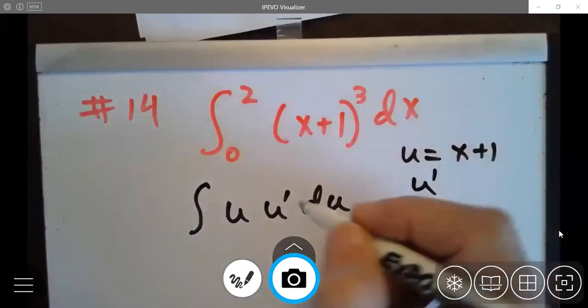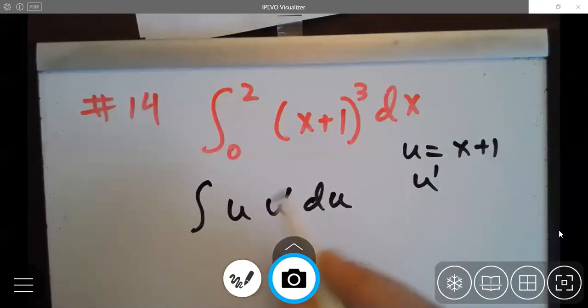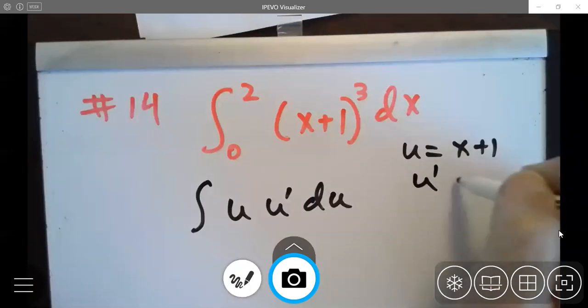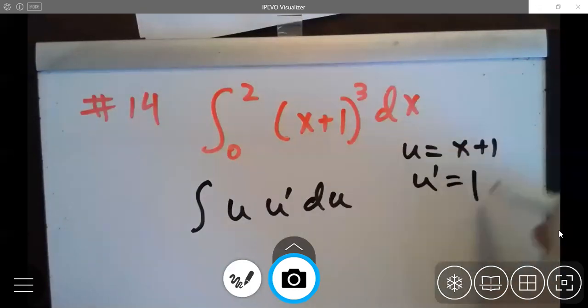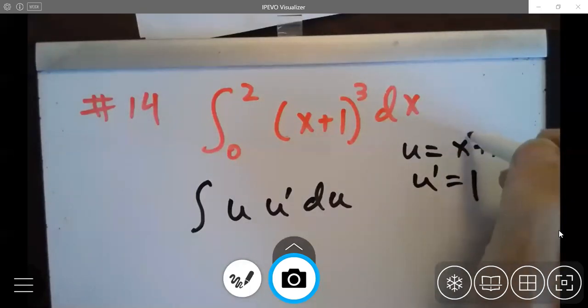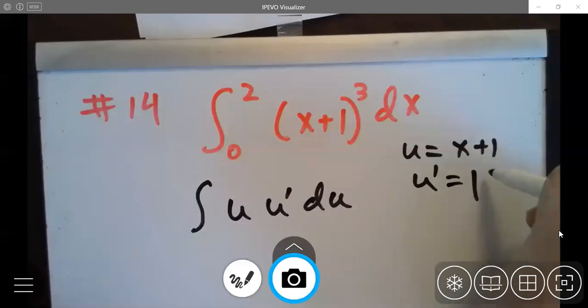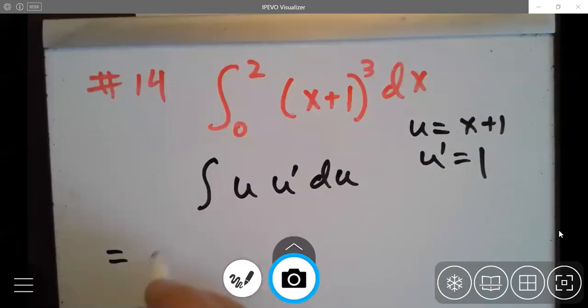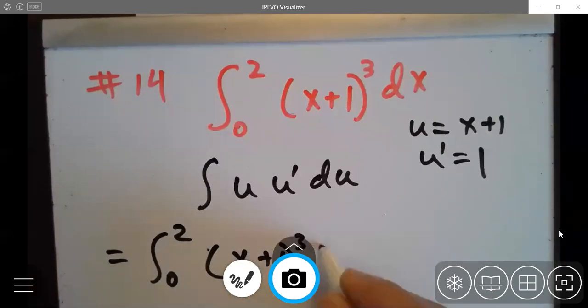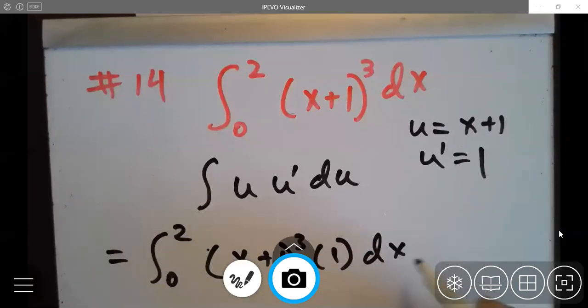So this will be u here. And then u prime is the derivative of x plus 1, which is just 1, right? The derivative of x is just 1, because if you brought 1 down and 1 minus 1, that's x to the 0. So the derivative of x is just 1. So this will be the integral from 0 to 2 of (x plus 1) cubed times 1 dx.